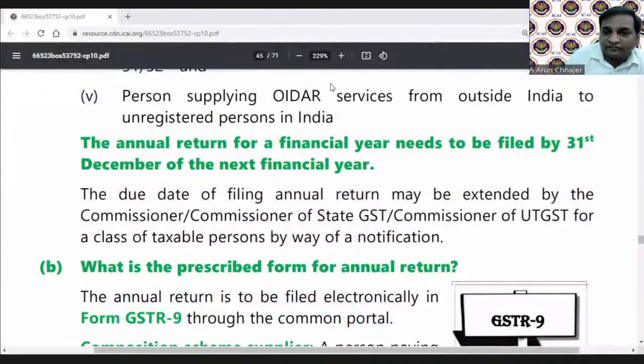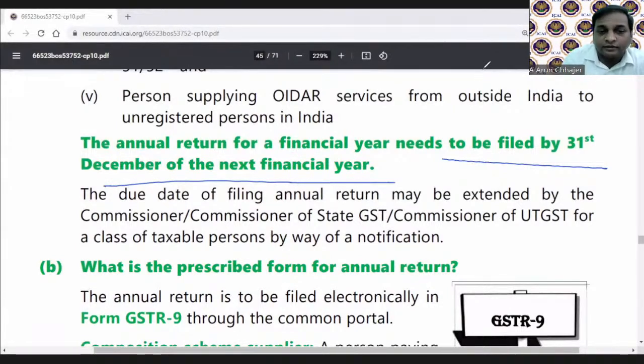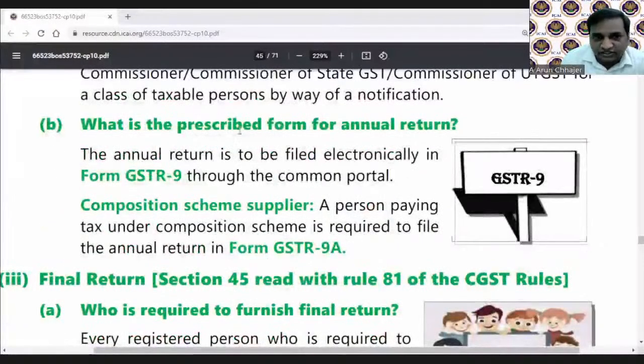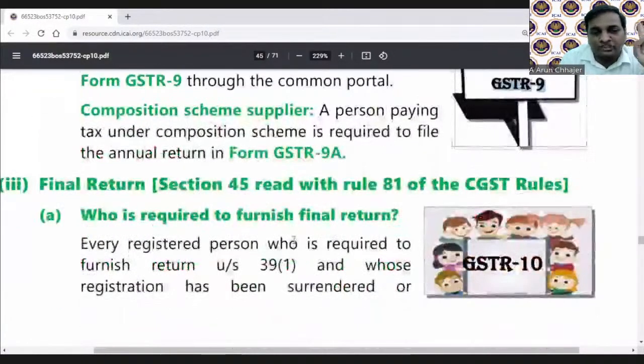So the annual return for a financial year needs to be filed by 31st December after the end of the financial year. The Commissioner has the power to extend. The prescribed form is GSTR 9 for a regular taxpayer, and 9A for a composite taxpayer.